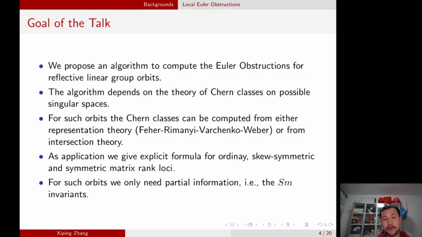As an application, we consider a very special type of reflective group objects, the determinantal rank loci. There are three types of them: the ordinary case, the skew-symmetric case, and the symmetric case. For all the cases, we give explicit formulas for the local obstructions. For such objects, we will show they have the so-called local normal slice property, which means that we don't really need to know all the information about the Chern classes. We only need to know their evaluations at 1, which we will define as the CSM invariants.